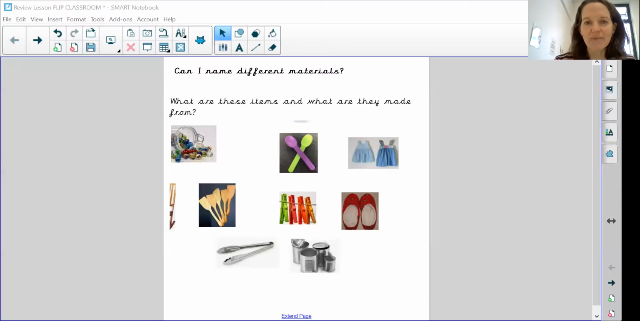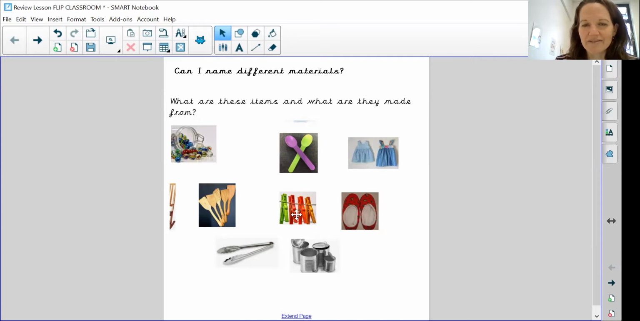So can I name different materials? This is one of the lessons we did at the very beginning. So what are these items and what are they made from? Here we have some marbles, that's right, and they are made from glass, fantastic. Here we have some spoons and they're made from plastic. Here we have some clothes, that's right, and they're made from fabric. Here I have a nice cozy pair of slippers, and they're also made from fabric.